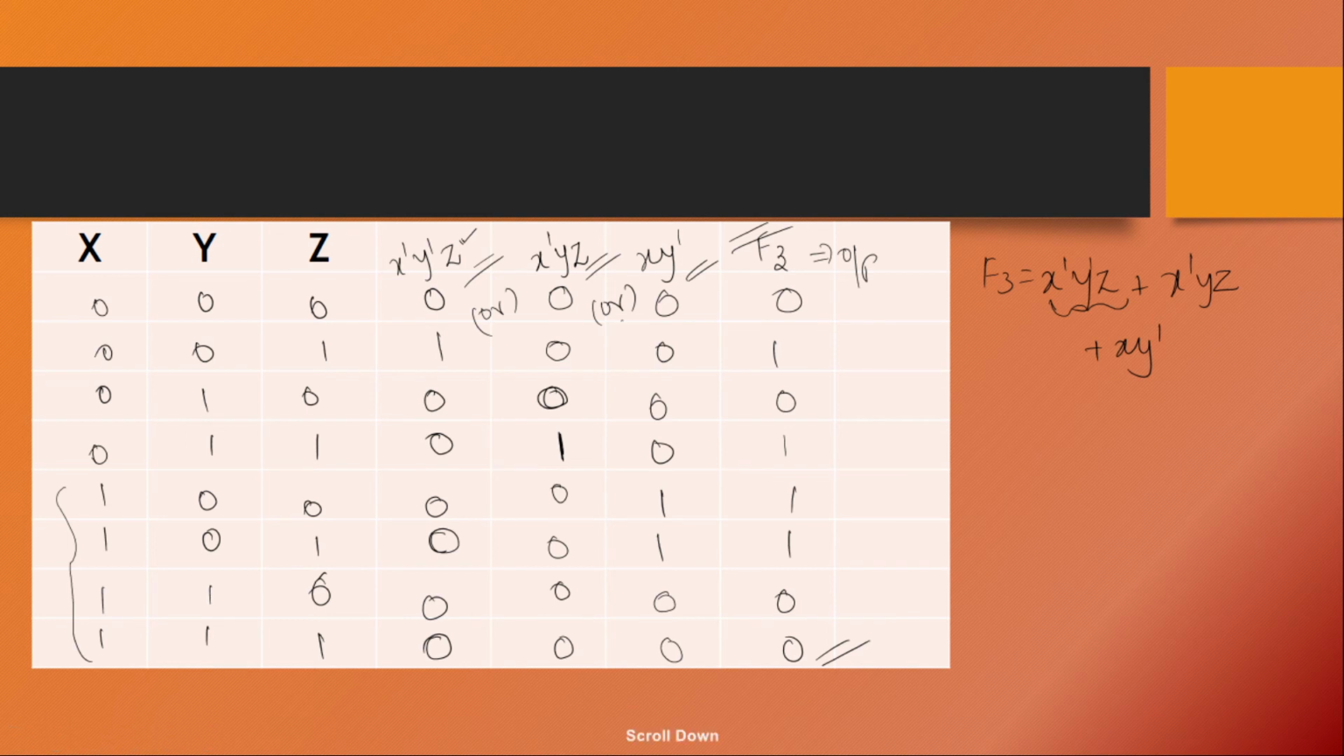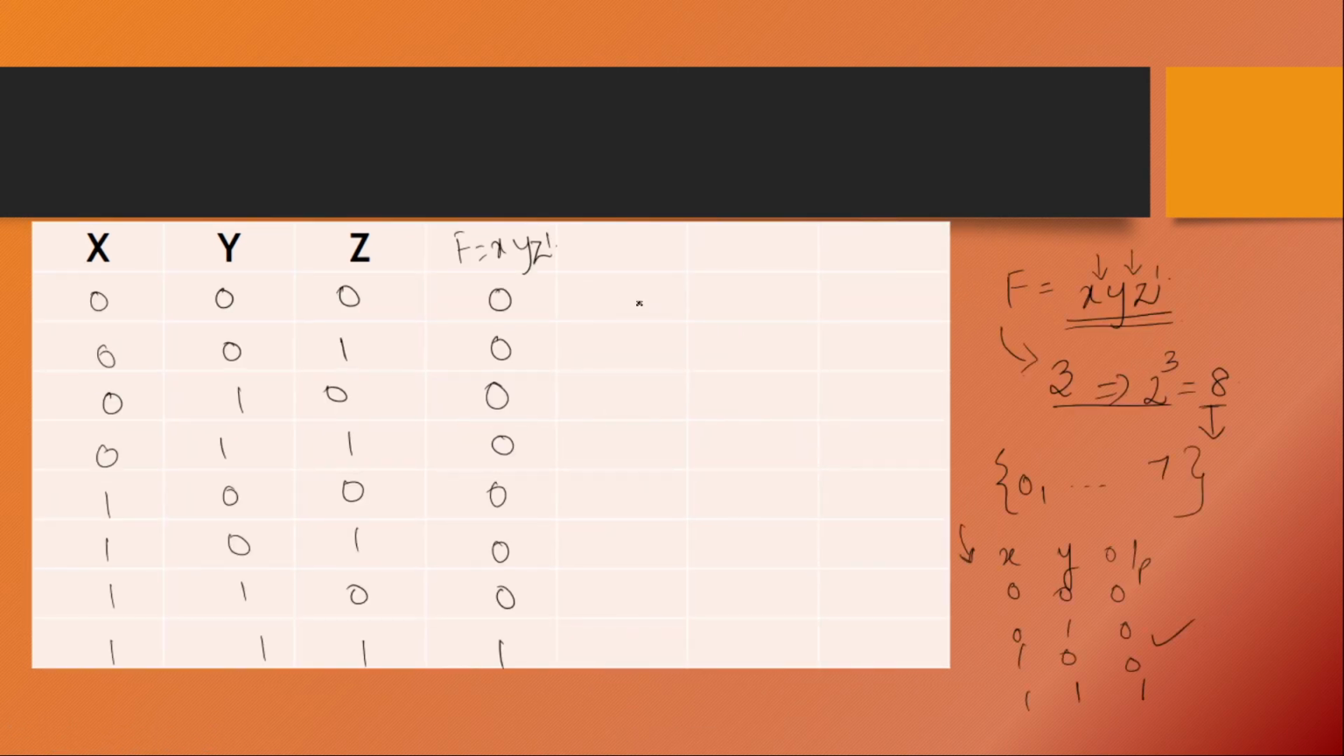Hope it is understood. Now let's say the function is not given to us, just a truth table is given to us like this, where x, y, and z are inputs, and the final output, or they can even call it f. Suppose this truth table is given to us and they are asking us to find out the expression based on this truth table. Now how are we going to do that?